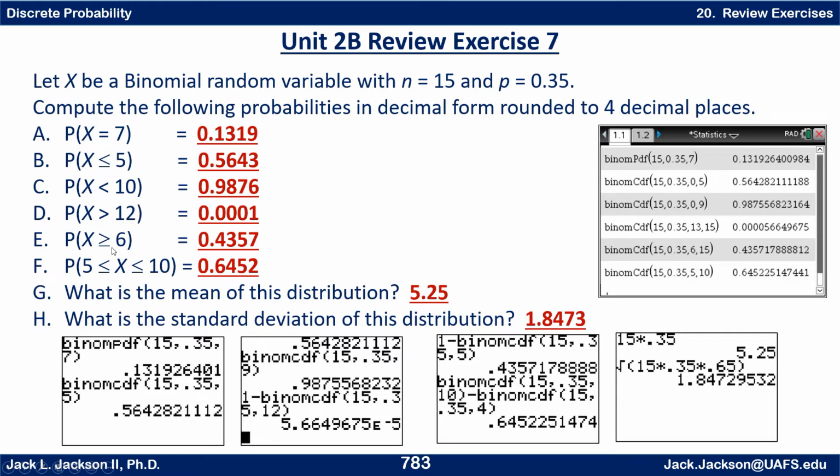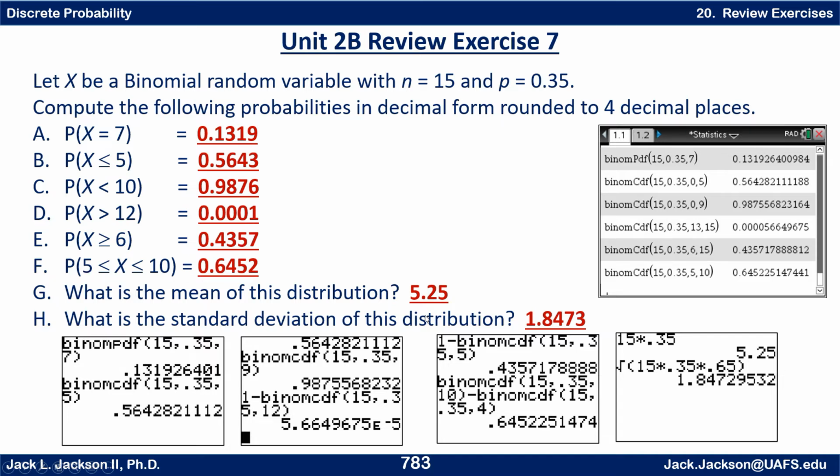The probability that x is greater than or equal to 6. We want to keep from 6 up, 6 to 15 in this case, keep those probabilities, and we want to get rid of the probabilities from 1 to 5. So that's 1 minus binomCDF of 15, 0.35, 5. Answer: 0.4357.